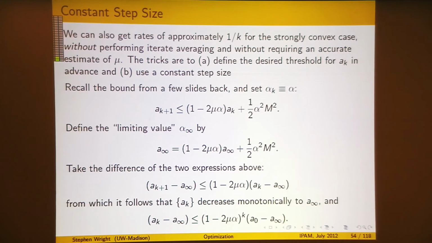Okay? So I'm going to look for the limiting value. How small can we make ak, given that we've always got this kind of constant jump happening on the bound at every iteration? I'm going to denote the limiting value by a infinity. And if the ak's are approaching a infinity, I can just take this expression and plug in a infinity for both ak plus 1 and ak, okay?